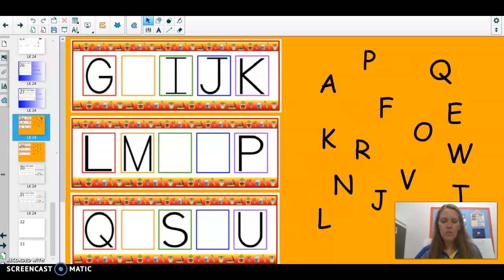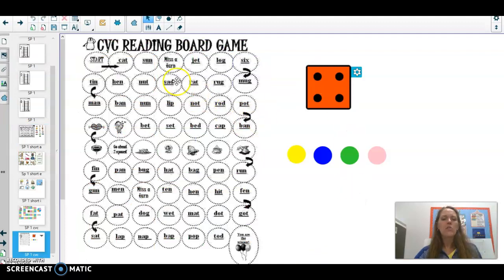Another thing that you can do during this time is, you should have gotten this game along in your packet of stuff the other day. So if you have a dice, or if you can just have something with numbers on it, you could play this game with mom or dad again, and you start here and just go on through. If you read the word correctly, you get to stay there. If you do not read the word correctly, then you have to go back. So it's that type of thing. Just practicing your CVC words. Remember, consonant, vowel, consonant. Make sure you're blending the sounds together to figure out those words.